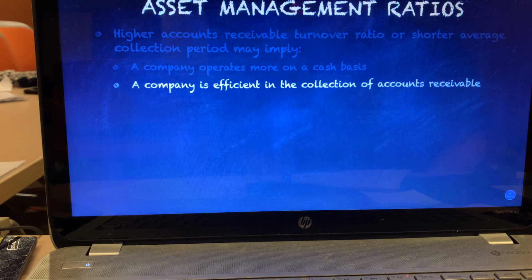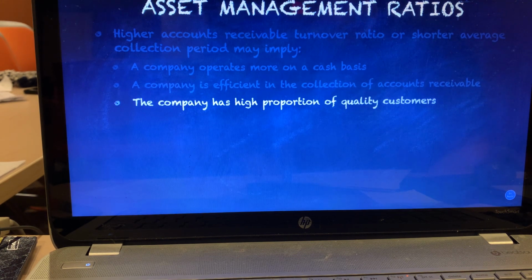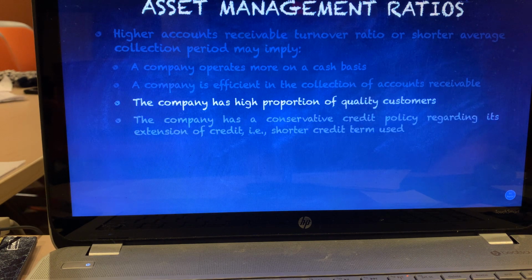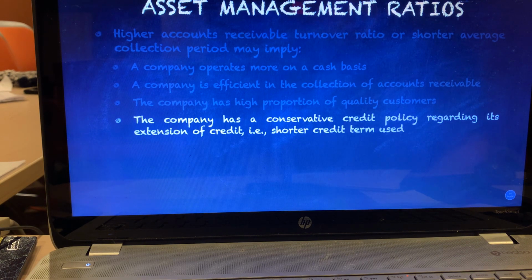A company is efficient in the collection of accounts receivable, which means the company can collect outstanding balances pretty quickly, probably through frequent reminders, clear invoicing, and timely follow-up on late payments. The company has a high proportion of quality customers, who are reliable and financially stable. So these customers are more likely to pay their bills on time, resulting in faster collections and a higher turnover ratio.